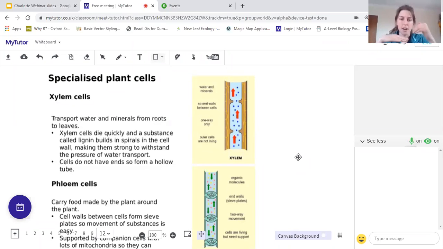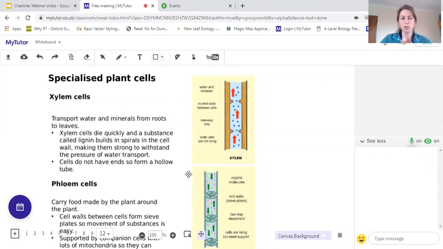While they're forming, a substance called lignin builds itself in spirals around the cell and forms kind of a hard shell. So that's why the stems of plants tend to be so much harder and more structured than leaves, because there's lots and lots of xylem vessels in there, lots of lignin. The lignin is really strong, means that they can withstand that pressure of water transport. And because they're not alive anymore, the ends of the cells have died and gone away. So they don't have ends, and they're basically a straw. They're a hollow tube. So you can see in the diagram there's no ends to the cell, so it's just a long tube and this thick lignin around the outside.